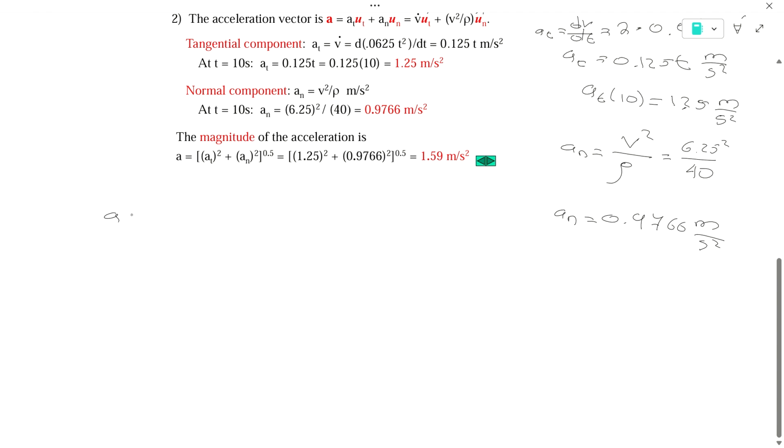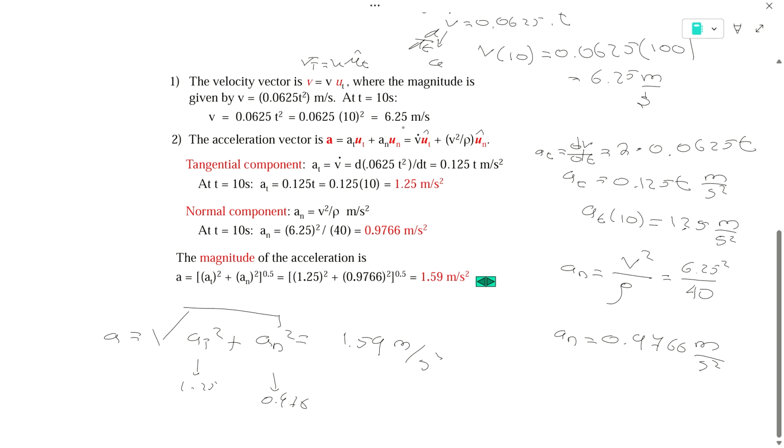Okay, so the total acceleration, the magnitude of the acceleration, is the square root of the tangential acceleration squared plus the normal acceleration squared. This is 1.25 and this is 0.976. That gives 1.59 meters per second squared. So very simple. If it's in terms of time, you simply differentiate and you've got the tangential acceleration. And for the normal component, you simply apply the formula of velocity squared divided by the radius.